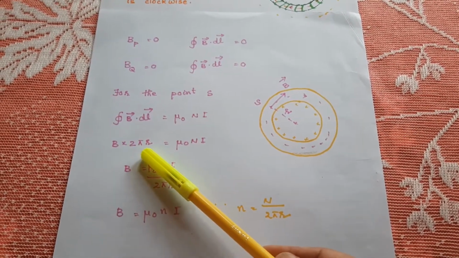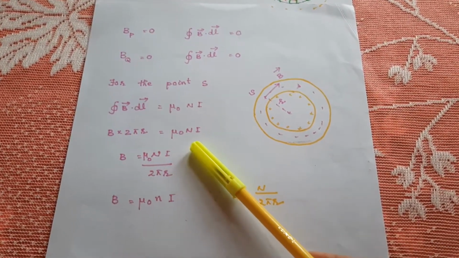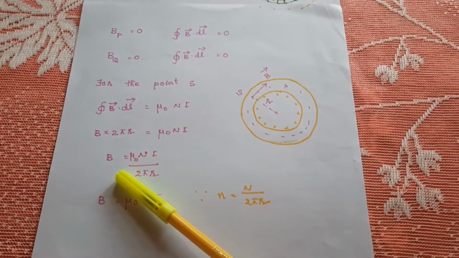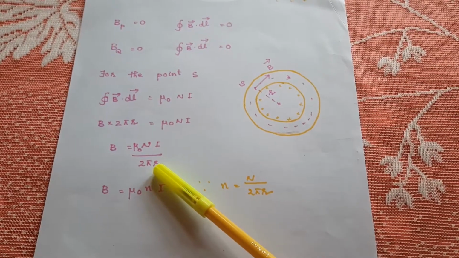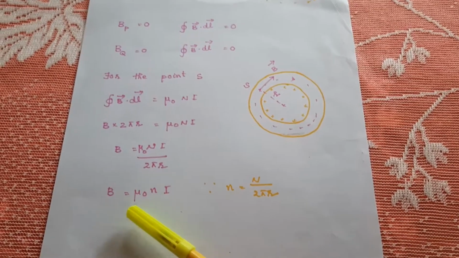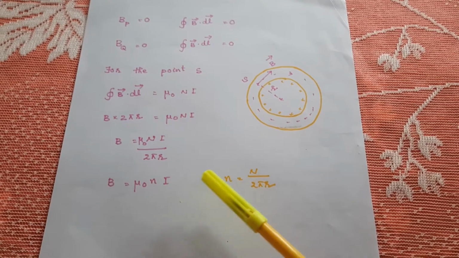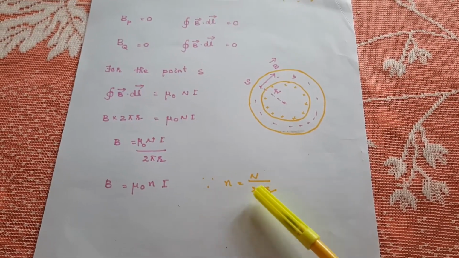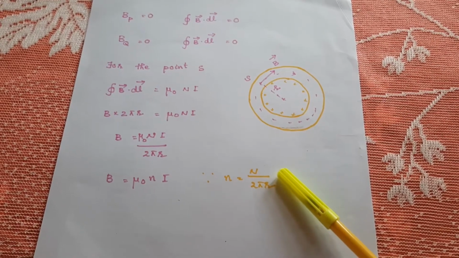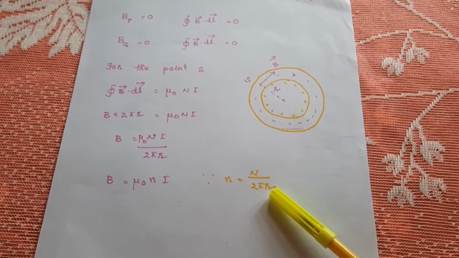B into 2 pi r is equal to mu 0 NI. So B is equal to mu 0 NI by 2 pi r. That is equal to mu 0 small n I, where the number of turns per unit length small n is equal to total number of turns N by 2 pi r.